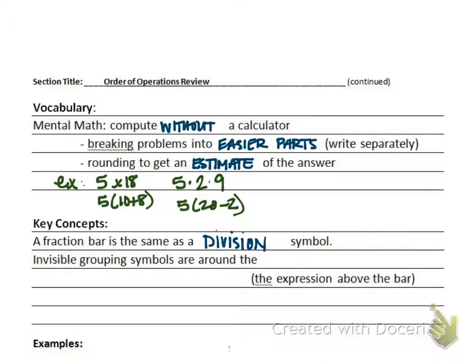And with the fraction bar being a division symbol, anytime we take a look at that, we'll be using the order of operations in conjunction with division. And knowing that there is an invisible grouping symbol around the numerator. The numerator is the expression above the fraction bar, and anytime we have something in that numerator that might have additional operations, it's as if there are parentheses around those. So let's take a look at some examples to work with.